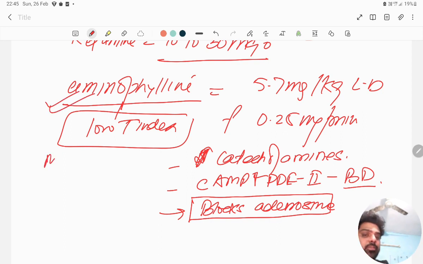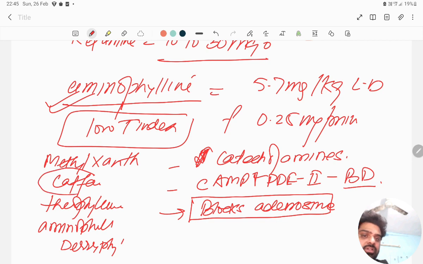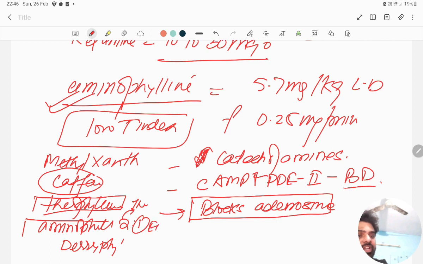They all come under the methylxanthines, which consist of caffeine, theophylline, then aminophylline, then the drug diaryphylline. Caffeine, we know, is in coffee, and theophylline we all know. What is aminophylline? Aminophylline is nothing but a 2:1 ratio, that is 2 parts theophylline and 1 part EDTA.